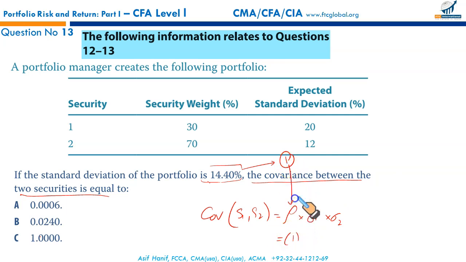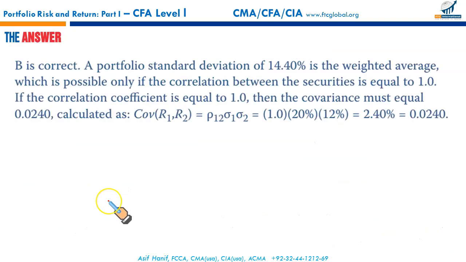Correlation coefficient 1 positive, 20% and 12%. So if you do the simplification, you will get 2.4%, which is basically 0.0240. That makes B the correct option.